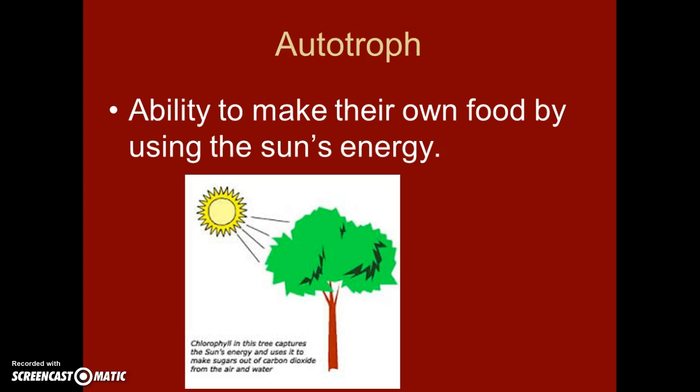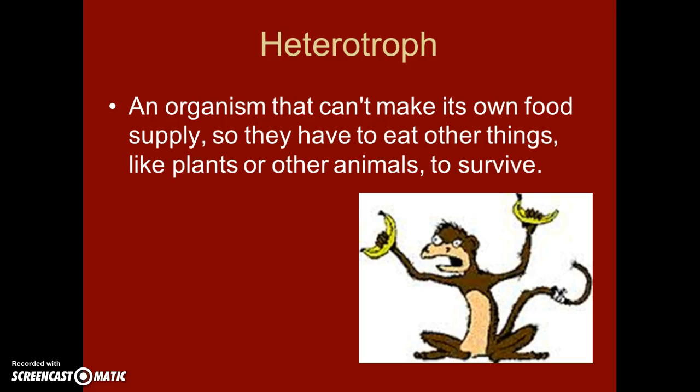And of course, a word that you're getting familiar with, I hope, autotroph. An autotroph is an organism with the ability to make its own food by using the sun's energy. Now, some bacteria are considered autotrophs, like blue-green algae. Sometimes they're put into this kingdom. But the bacteria that we're going to be collecting are heterotrophs. And a heterotroph is an organism that can't make its own food supply. So they have to eat other things like plants or other animals to survive. And that's exactly the kind of bacteria that we're going to be collecting. Bacteria that will need that agar to get its nutrients so it can grow and form colonies.